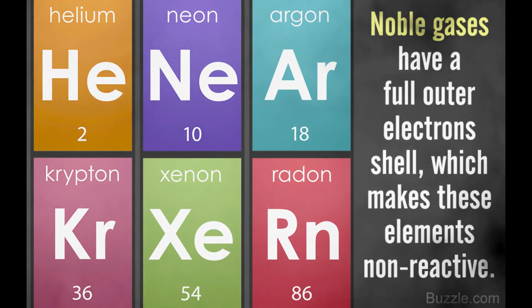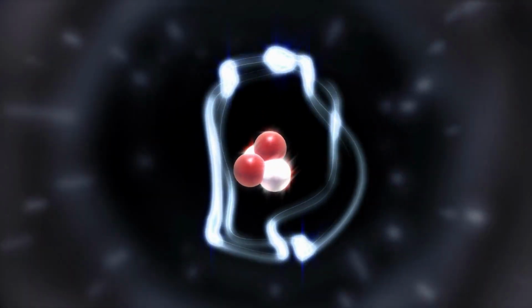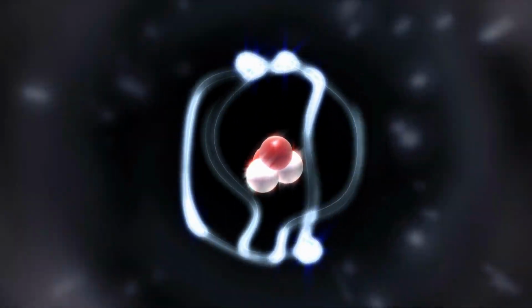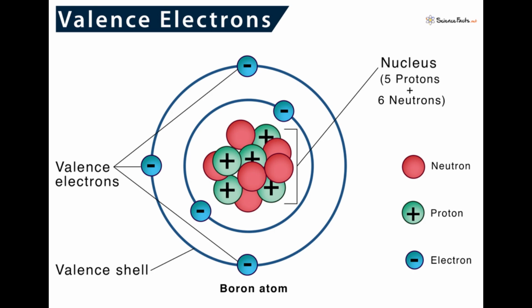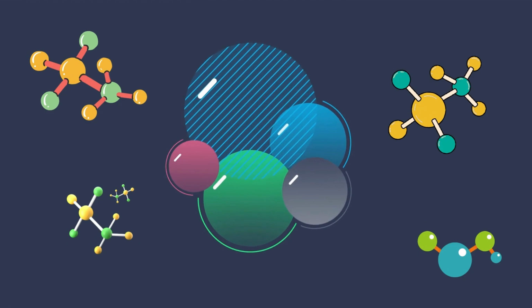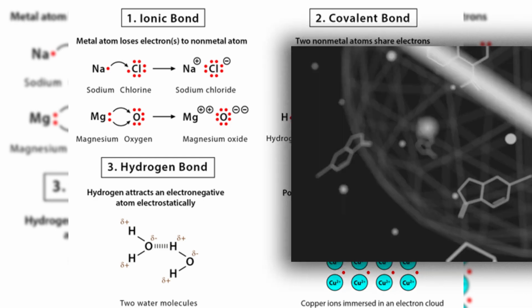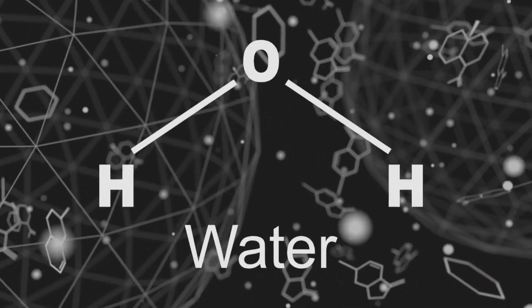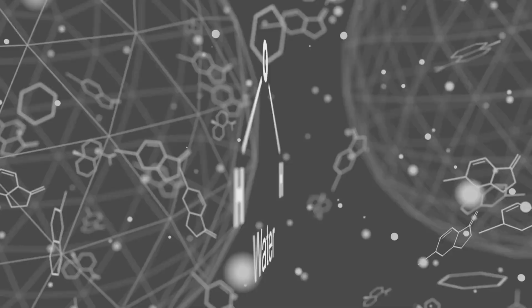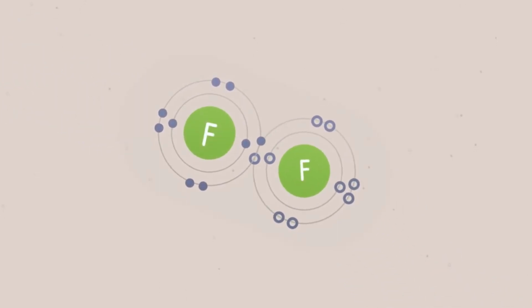Only the noble gases exist naturally as single atoms, while all the other elements in the periodic table have partially filled valence shells or outer electron shells. Atoms form bonds by transferring or sharing electrons in their outer shells. When similar atoms react, like two nonmetals combining with each other, they share electrons. This type of bonding is a covalent bond.